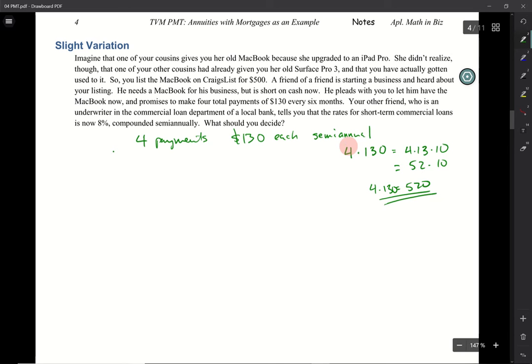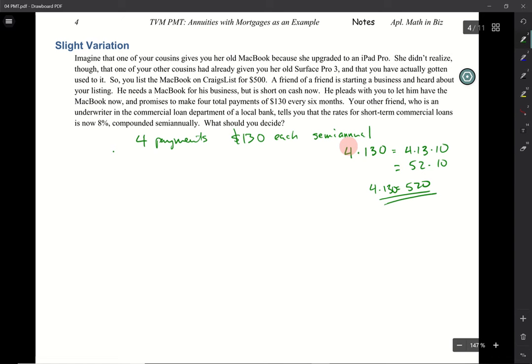So $520 is more than 500, so we should take it, right? I don't know about this. So what could throw things off?